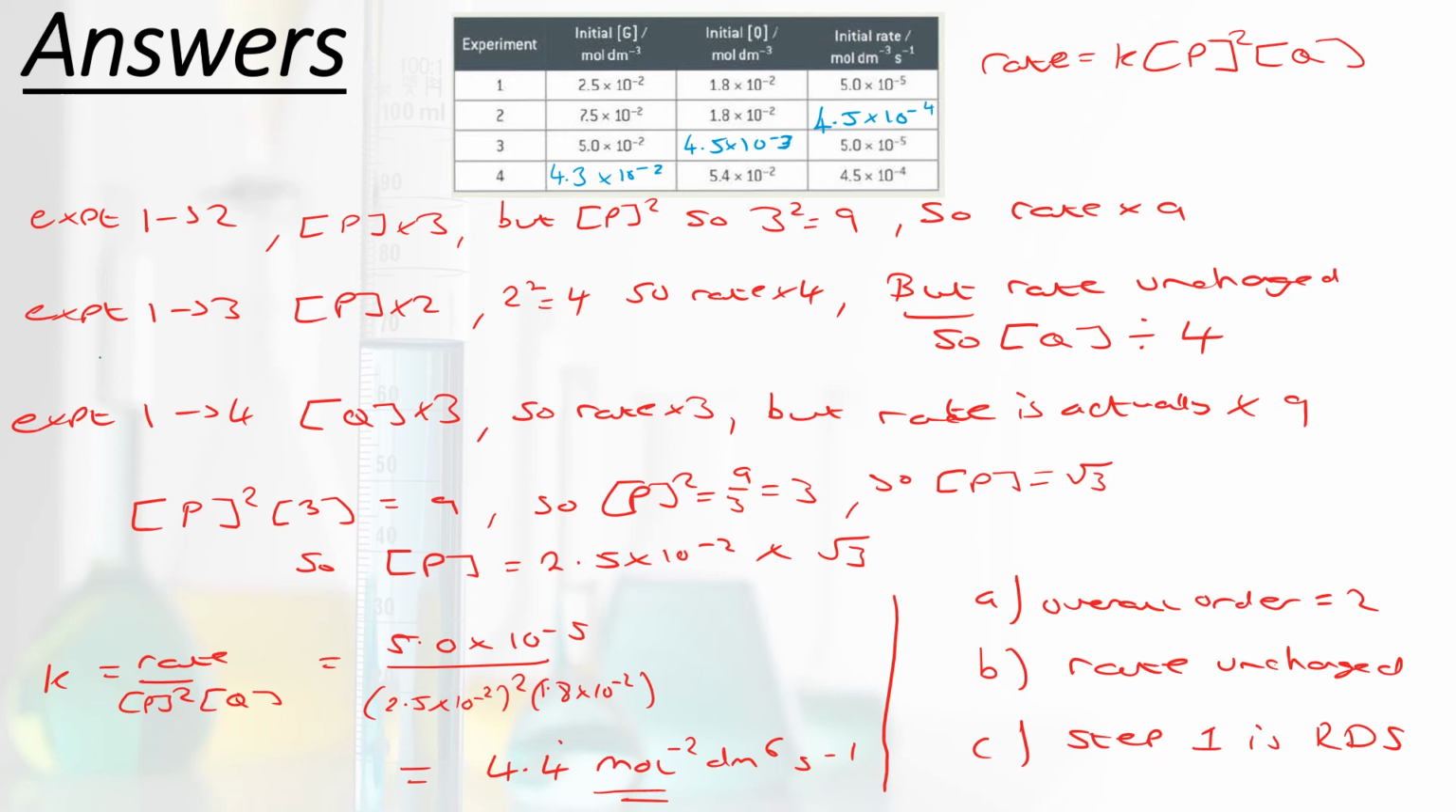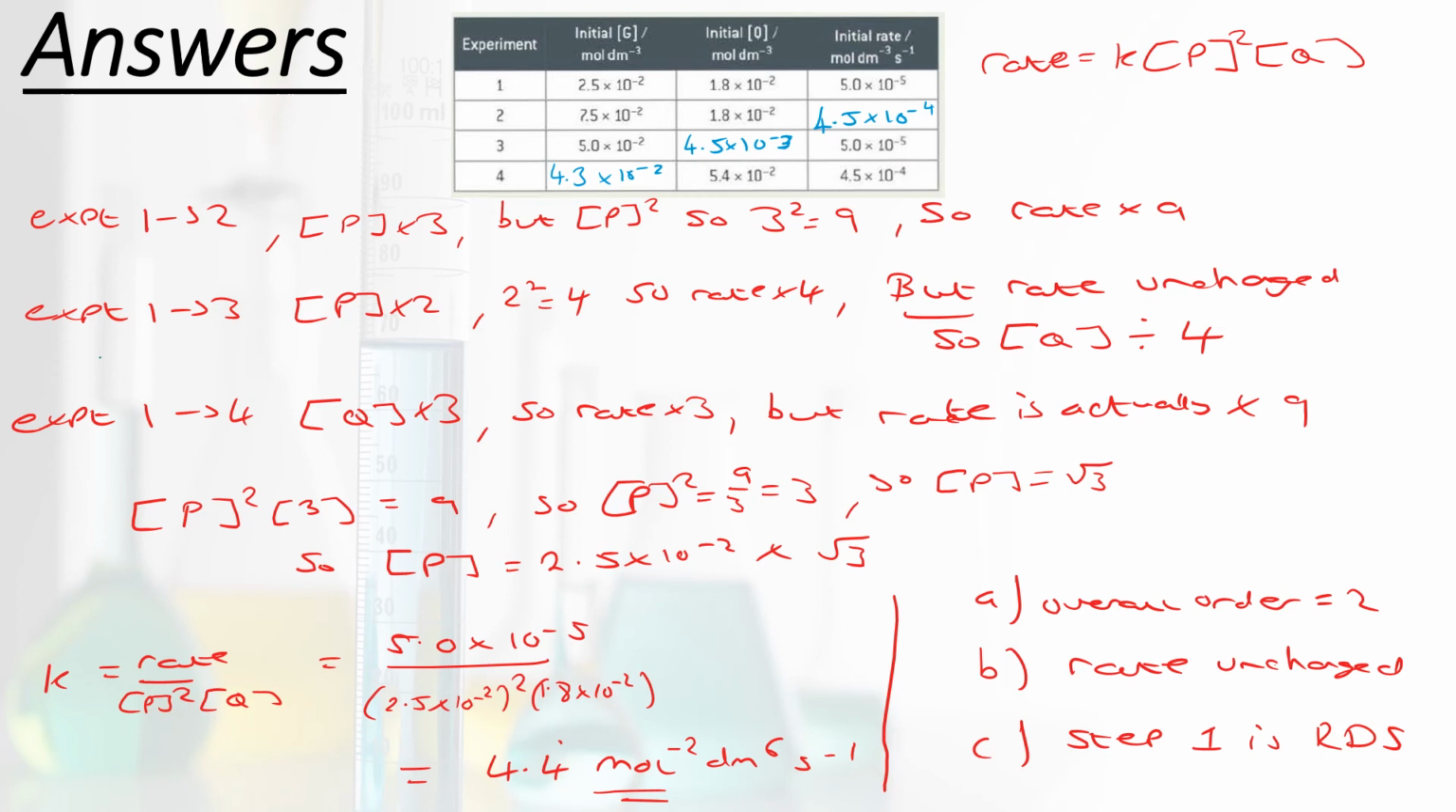The next one along is experiment 3, which is where we don't know the concentration of Q. So I'm going to compare experiments 1 and 3. Between 1 and 3, our concentration of P has been multiplied by 2. Now we know that P is second order, so 2 squared is 4, so the rate's increased by 4 due to P. But if we actually look at our rate between experiments 1 and 3, you'll see that the rate has been unchanged. So while we've multiplied the rate by 4 due to P, for it to be unchanged, we must have divided the rate, if you like, by 4 because of Q.